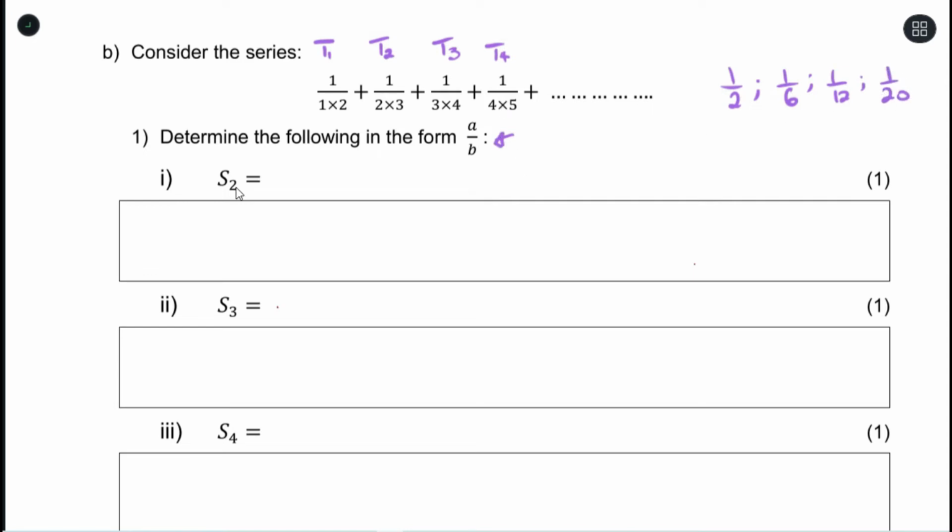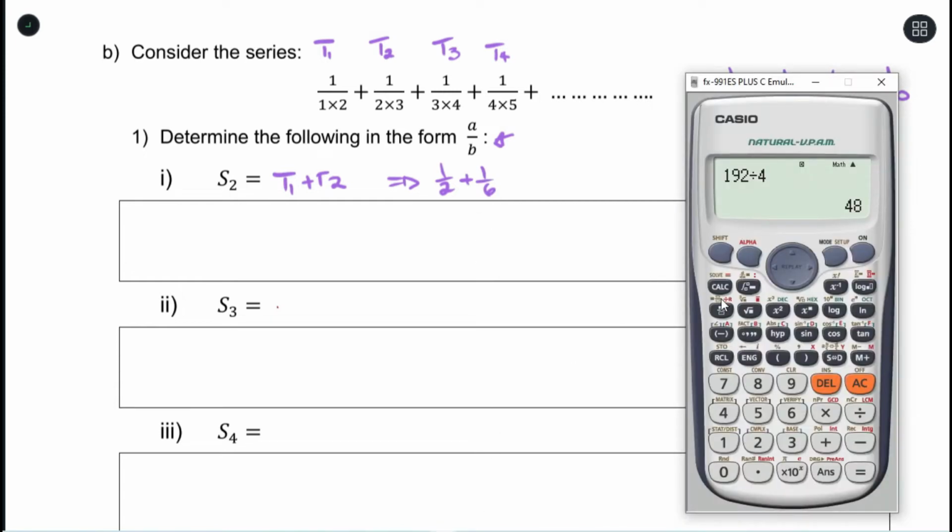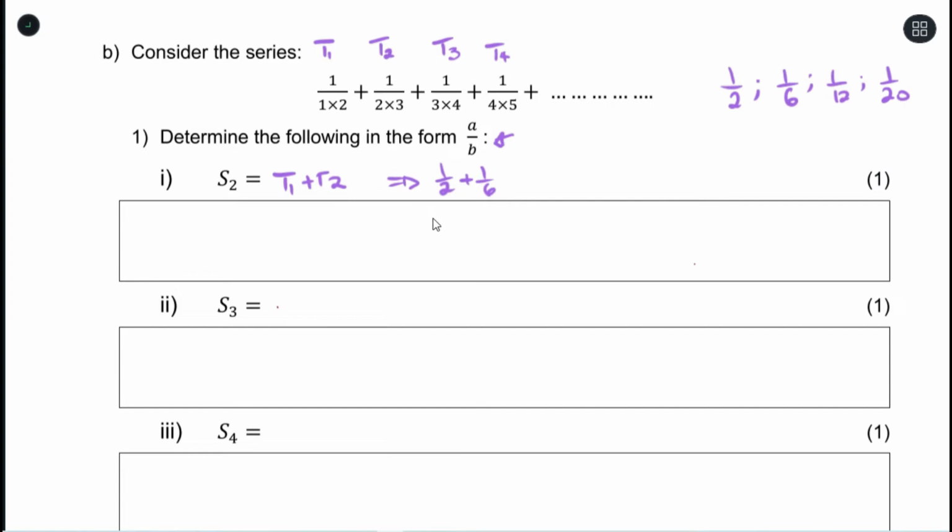Now, they asked us what is S2. S2 is the addition of the first term and the second term. So literally, I'm saying 1 over 2 plus 1 over 6, and that will give me 2 over 3. So we can say S2 is 2 over 3.